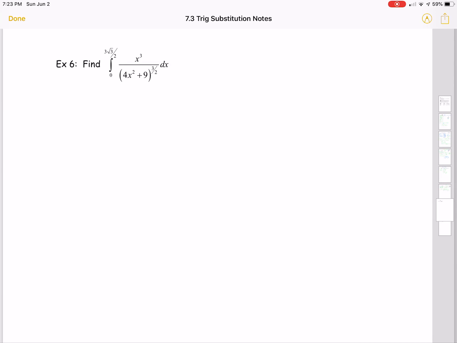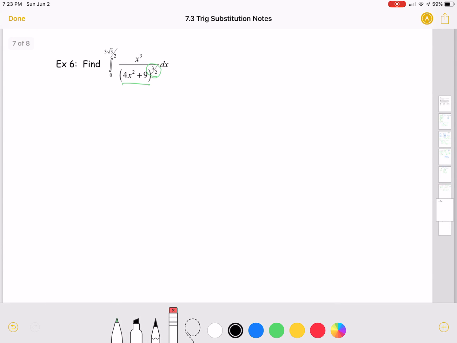So one of the first things you should see is that 4x squared plus 9 is not in the right form. And you might have noticed that I've got a 3/2 power down here. Well, remember that a 3/2 power is something which is cubed and then square rooted, or vice versa, square rooted and then cubed. So it still works. It's still a square root. However, we need to get the 4x squared plus 9 into the correct form. So in order to do that, we have to do a little bit of algebraic manipulation here.